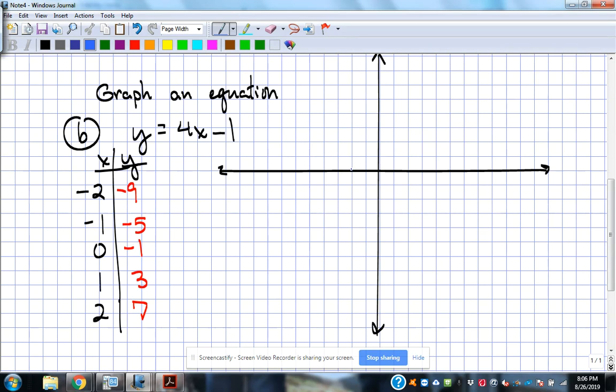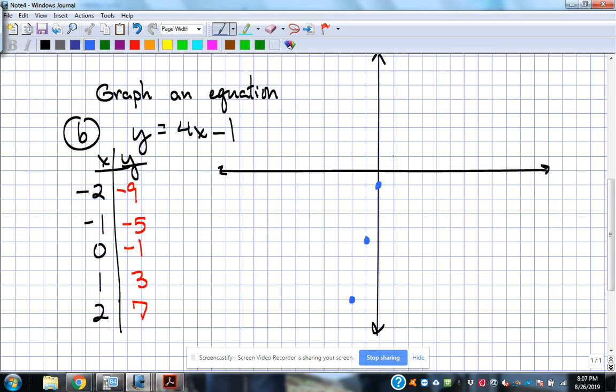So -2, -9. What quadrant is that in? 3. So I know I'm going to be in this area down here somewhere. -2 over here, -9. I have to count 9 down to get there. -2, 1, 2, 3, 4, 5, 6, 7, 8, 9. -1, -5. -1, 1, 2, 3, 4, 5. 0, -1. Start at the origin. Don't move any. Go down 1.